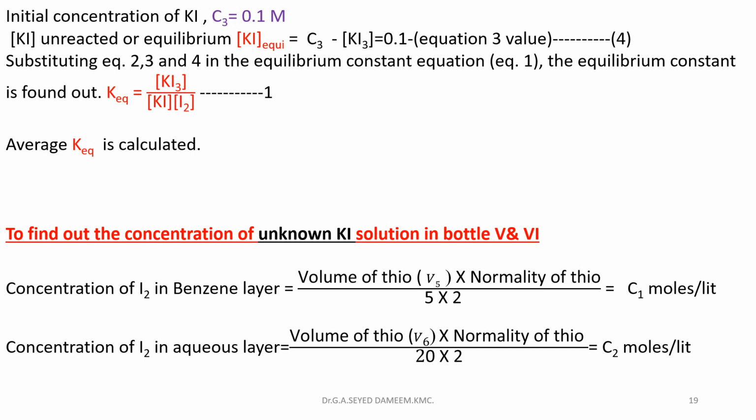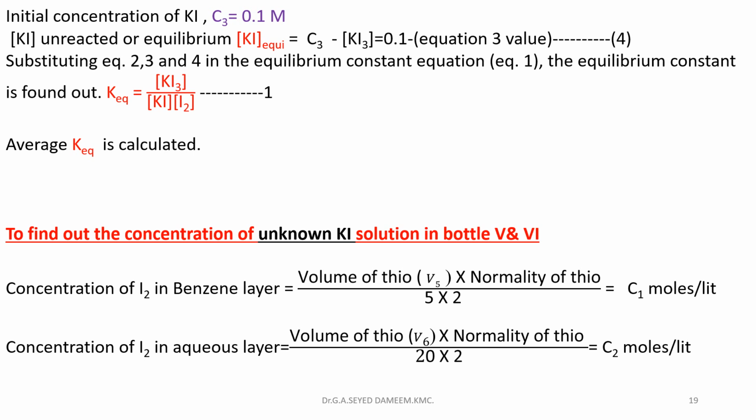Now KI unreacted, that is the KI at equilibrium, is given by 0.1 minus the equation 3 value. Let this be equation 4. By substituting equations 2, 3 and 4 in the equilibrium constant expression, we can calculate the equilibrium constant: K equilibrium is equal to the concentration of KI3 at equilibrium divided by the concentration of KI at equilibrium and the concentration of iodine at equilibrium, that is iodine free.